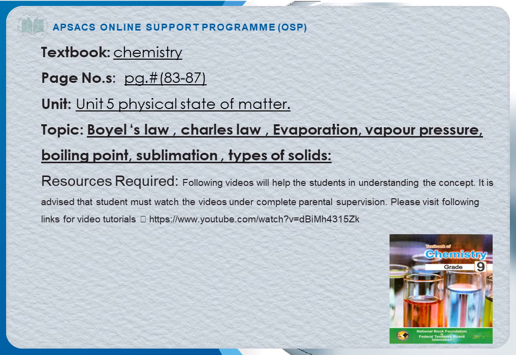Textbook Chemistry, page number 83 to 87, Unit number 5, Physical State of Matter. Topics included in this chapter are Boyle's law, Charles' law, evaporation, vapor pressure, boiling point, sublimation, and types of solids.